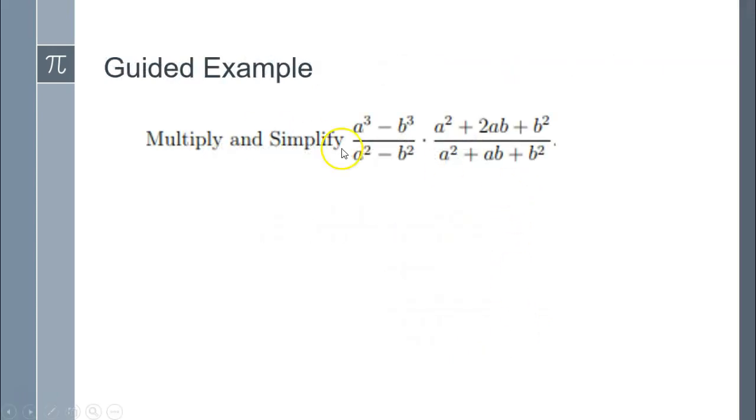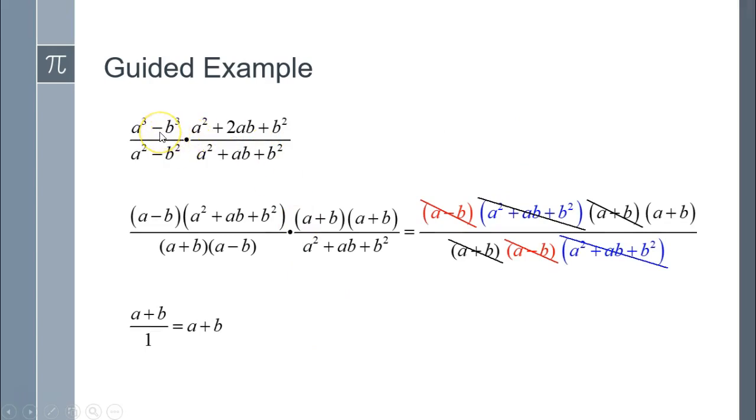Here's another one that requires us to remember how to factor the difference of cubes. You can look that up, make sure you have that formula handy. So I'm multiplying these two fractions, which look more complicated. Remember, you're not going to multiply these out. You're going to factor and reduce and leave in factored form.